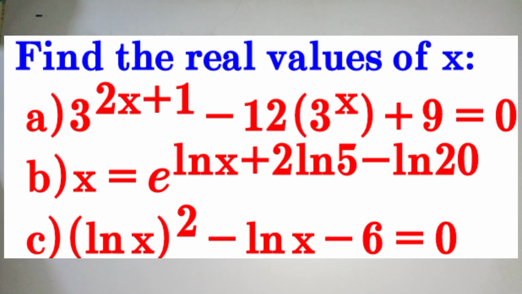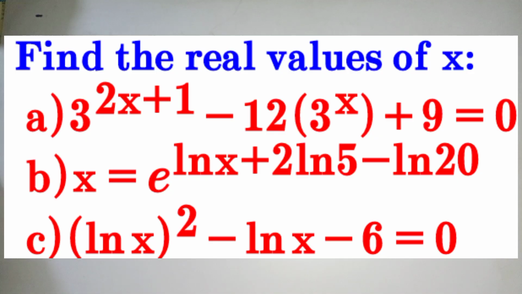Hi, today let us solve the following questions under the topic Indices and Logarithm. We have the first question which says, find the real values of x for which 3 to the 2x plus 1 minus 12 into 3 to the x plus 9 is equal to 0.